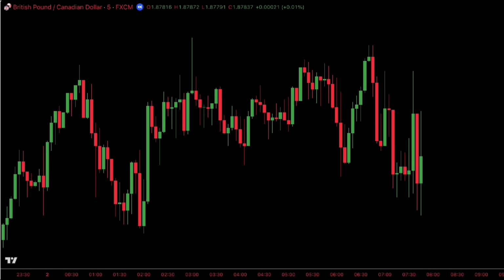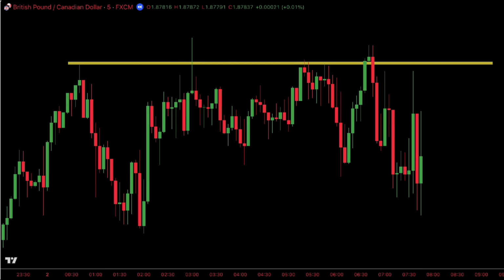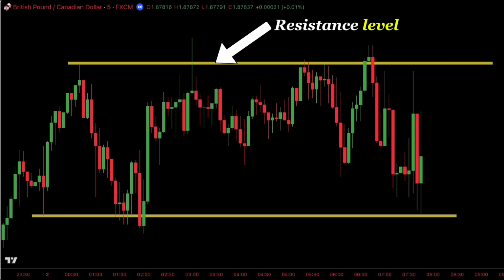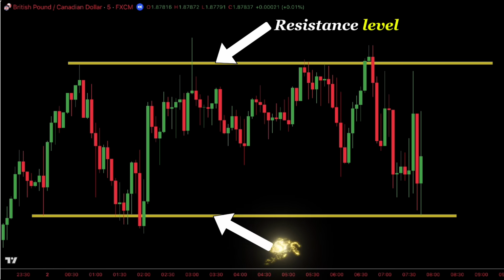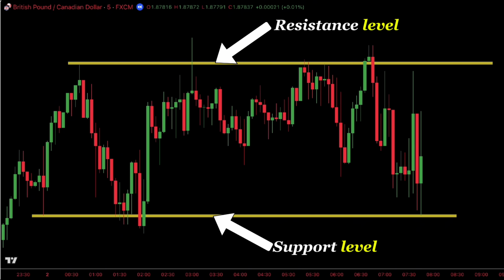Let's look at this chart example. As you can see, we have a clear resistance level at the top, where price repeatedly gets rejected, and a clear support level at the bottom, where price finds buying pressure. The market is clearly moving between these two levels without breaking out. This is what a range looks like.